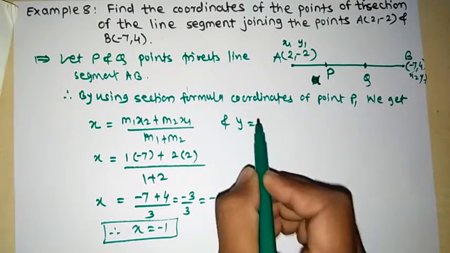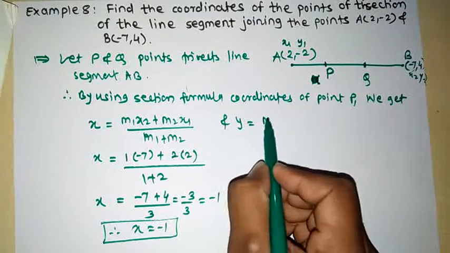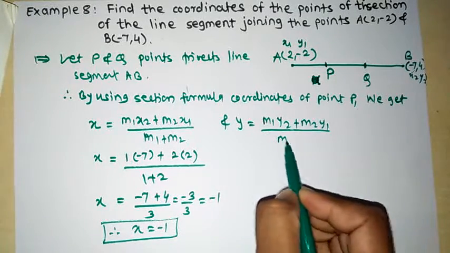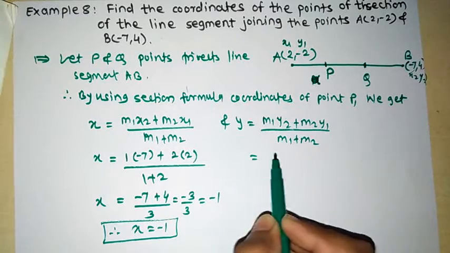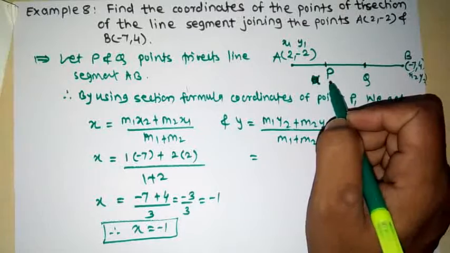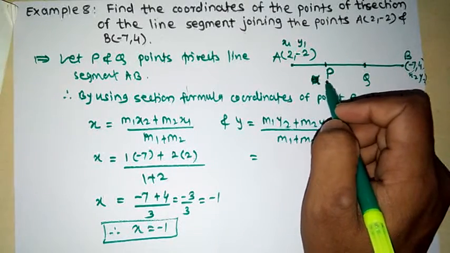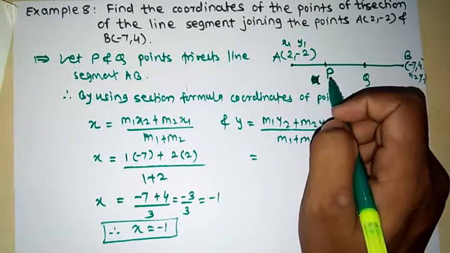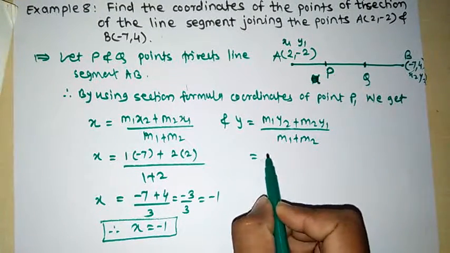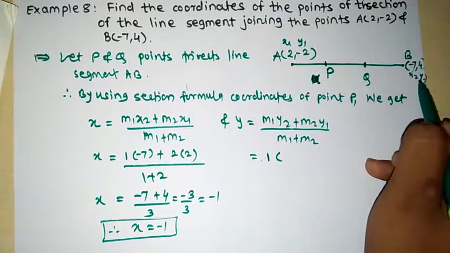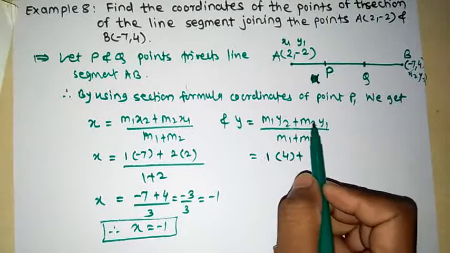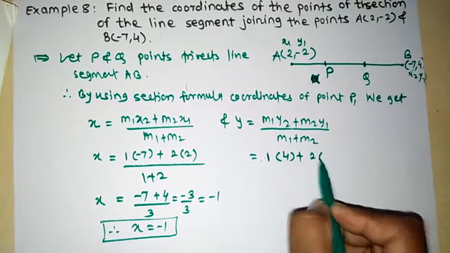And also we have to find the y coordinate. y is equal to, what is the formula? m1 into y2 plus m2 into y1 divided by m1 plus m2. See here, y coordinate of the point P. While finding the y coordinate of the point P, what is m1? That is the ratio m1 is to m2. In which ratio does this point P divide? 1:2 ratio. Therefore, we will take m1 is equal to 1 and y2 is 4 here. Put here 4 plus m2 is 2.